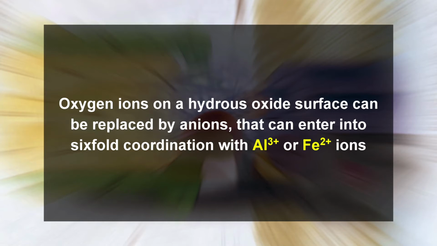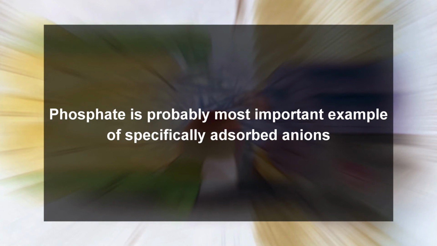The oxygen ions on a hydrous oxide surface can be replaced by anions that can enter into the six-fold coordination with aluminum or iron ions. This is known as ligand exchange or anion penetration. Phosphate is probably the most important example of specifically adsorbed anions. Many soils fix large quantities of phosphorus by converting readily soluble phosphorus to forms less available to plants. Phosphate adsorption on oxide surfaces can be explained in terms of ligand exchange or anion penetration theory.